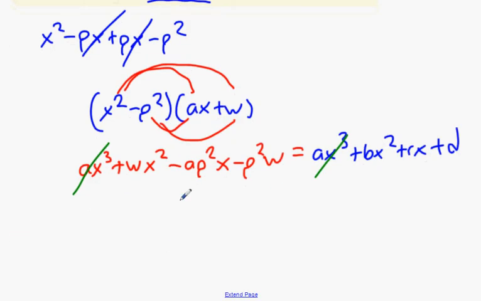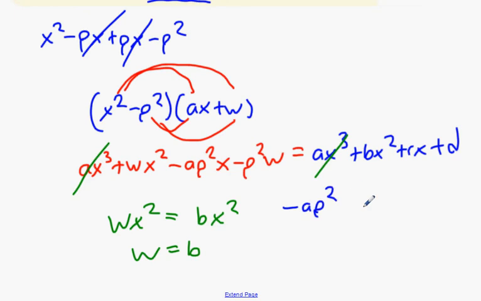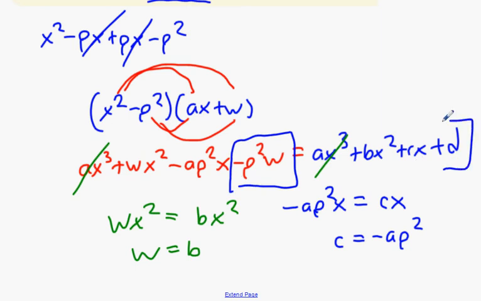Now look at the coefficients of the x squareds. Wx squared equals bx squared, so w therefore equals b. Okay, next one. Minus ap squared x equals cx. Therefore c must be minus ap squared. And then finally d. What about d, guys? D equals minus p squared w.